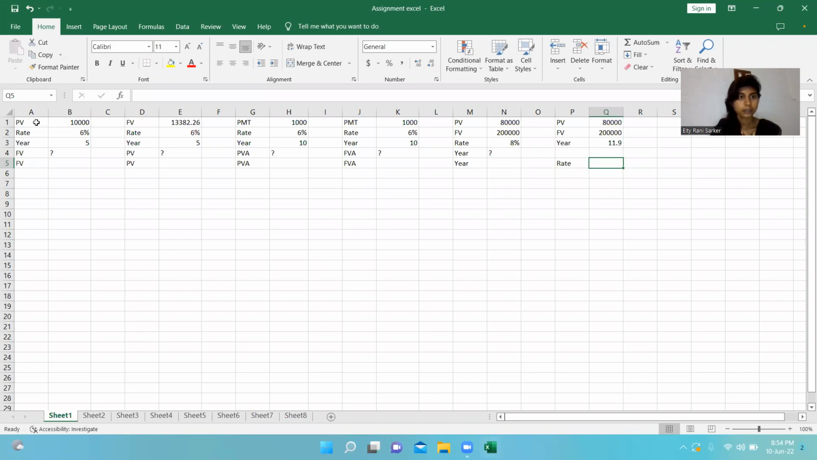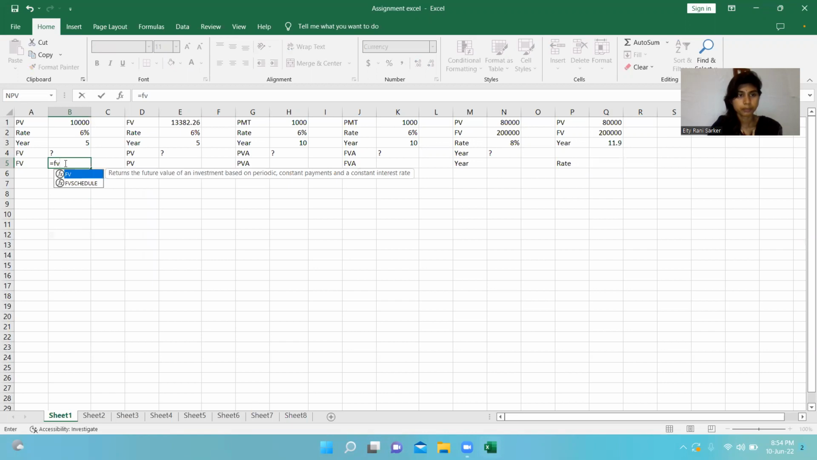spreadsheet. Here the PV is 10,000, rate is 6%, year is 5. Now we will calculate the future value. So write the equal sign, then FV. Write the starting bracket, then we show the formula. At first, rate.